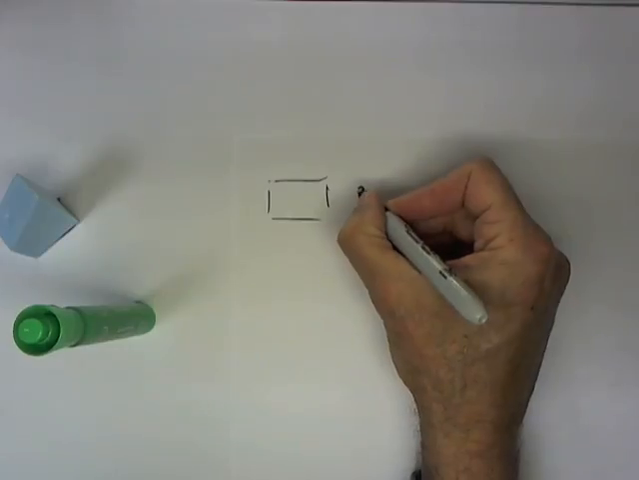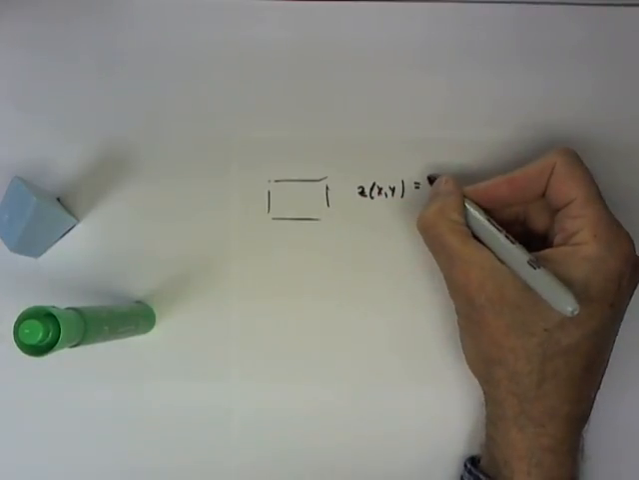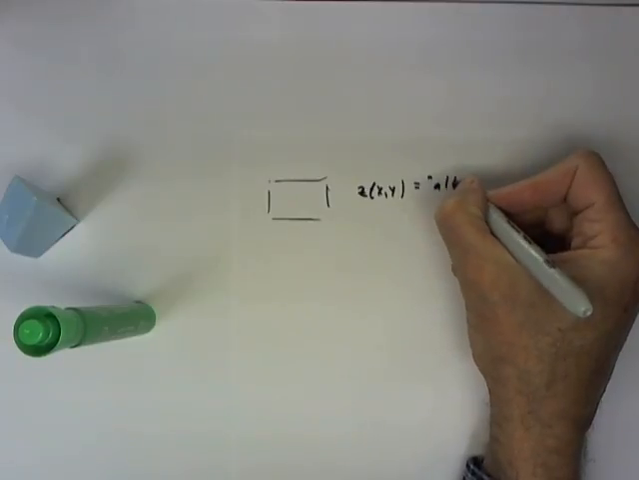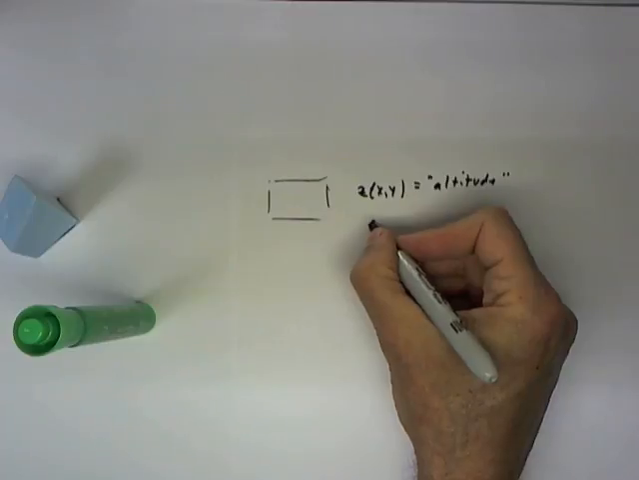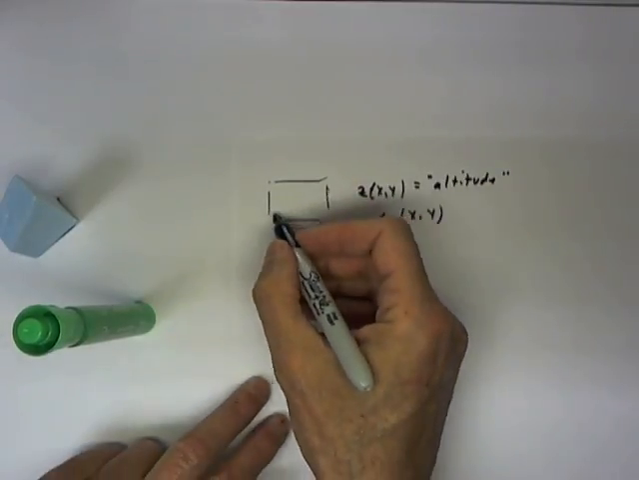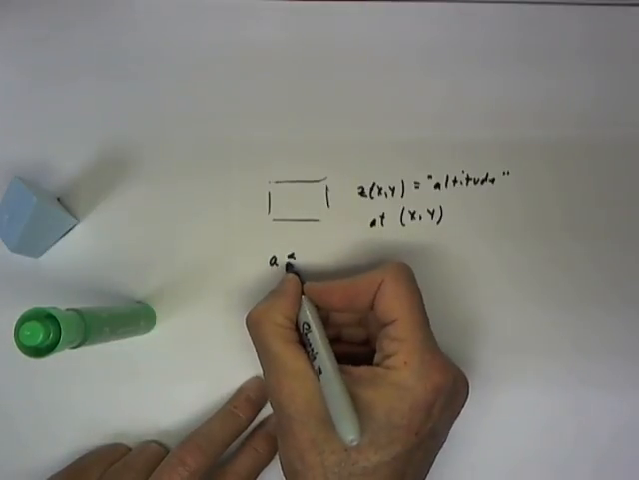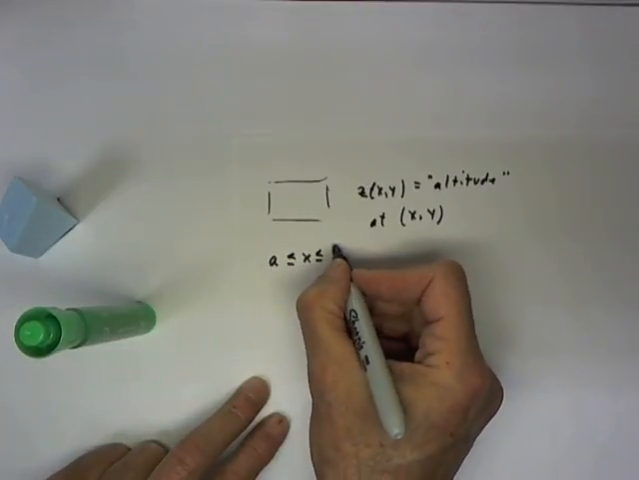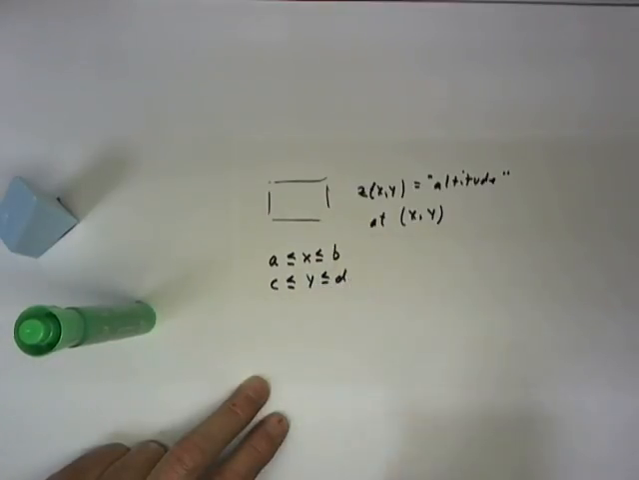so that Z of XY equals the altitude at the point XY. This is a rectangle, so it's going to have the form, let's say, A less than or equal to X less than or equal to B, C less than or equal to Y less than or equal to D.